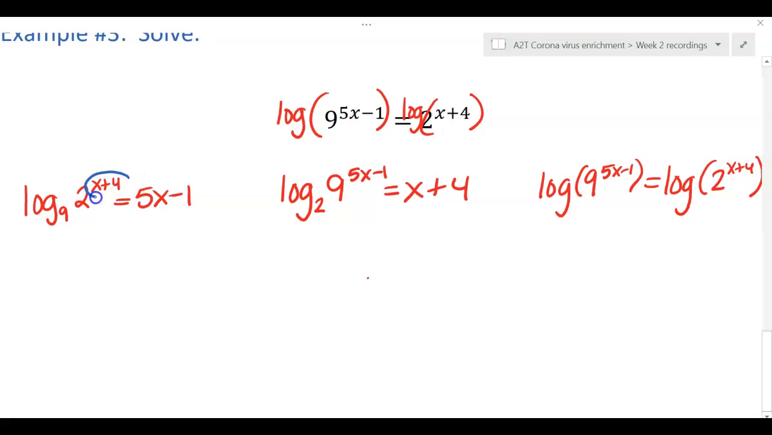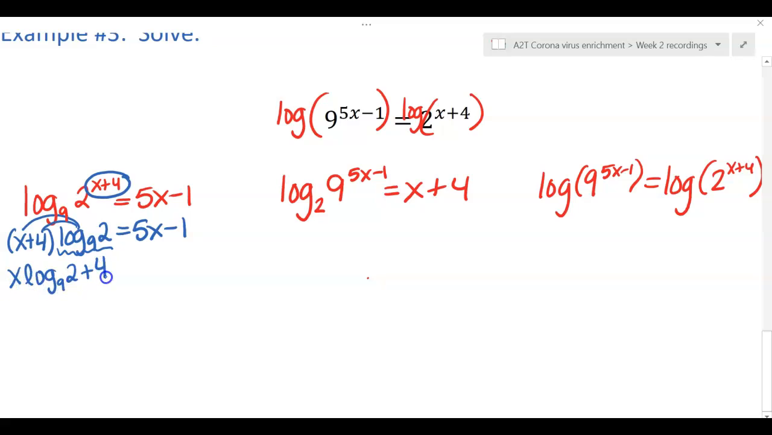So remember here we have a log property that says that exponent can become a value in front of the logarithm. And then at this point, this log base 9 of 2 is just a number. So I'm going to actually distribute it. So I'm going to have x times that number plus 4 times that number equals 5x minus 1.